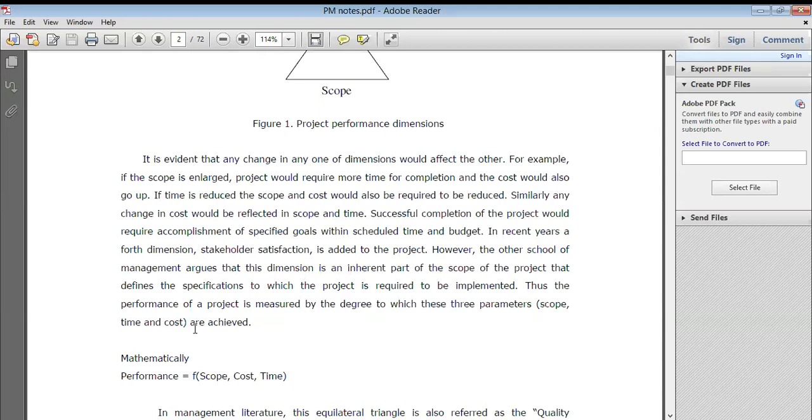For example, if the scope is enlarged, the project would require more time for completion and the cost would also go up, right? If time is reduced, the scope and cost would also be required to be reduced. And similarly, any change in cost would be reflected in scope and time. Got it? So all are required on an equal basis. Now, the successful completion of the project requires accomplishment of specified goals within schedule, time and budget. These things are required. In recent years, a fourth dimension, stakeholder satisfaction, has been added to the project.